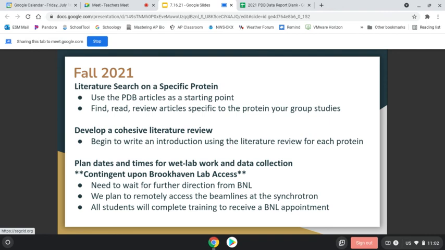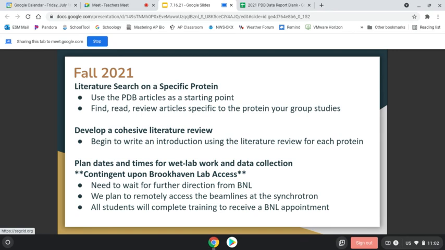If so, have they been crystallized with different compounds? What compounds haven't they used yet? So you're going to develop a cohesive literature review that will be sufficient to write an introduction about the prior research and the background on the protein that you and your teacher are going to be looking at.